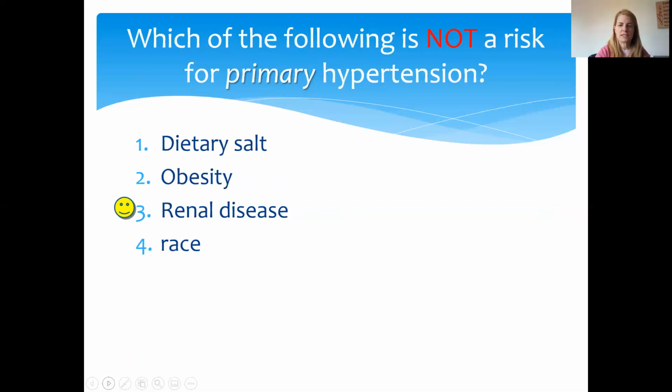Renal disease, that is for secondary hypertension. Salt, obesity, and race, with African American males unfortunately being at a higher risk for primary hypertension. Remember, there are predisposing factors for primary hypertension: tobacco, hereditary, weight, race, higher for African Americans, and diet, having a lot of salt, a lot of sodium in the diet.